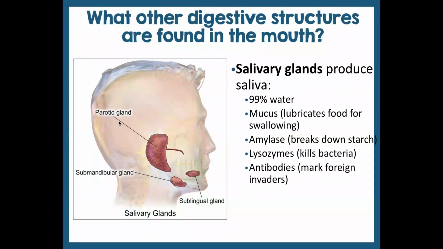And I'll also mention here your saliva is produced by these 3 glands. So these are all considered your salivary glands, but there are 3 different ones. There's the parotid gland, the submandibular gland, and the sublingual gland.